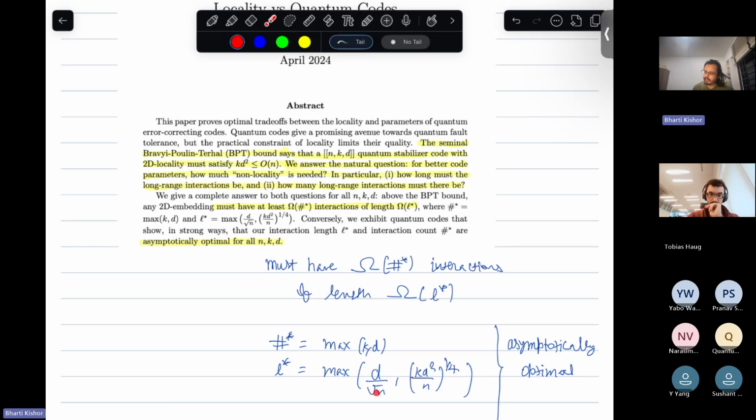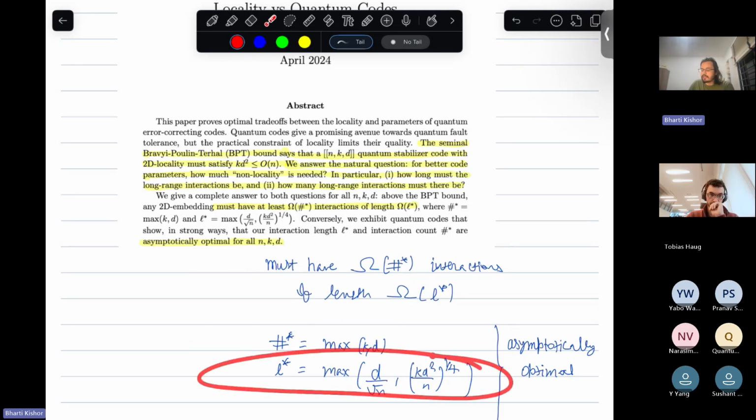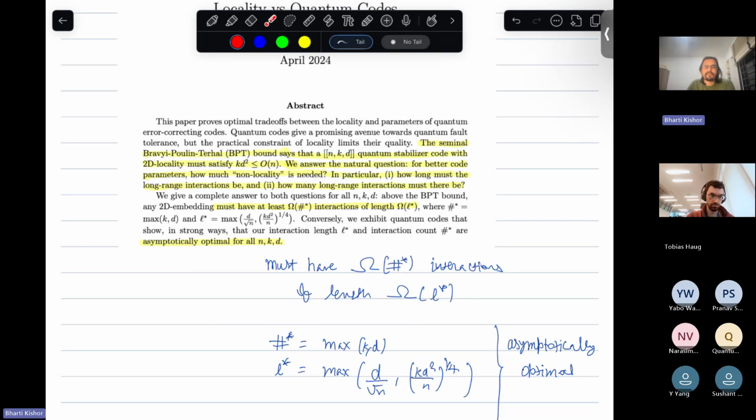So if you want a particular n, k and d, and it satisfies the Bravyi-Poulin-Terhal bound, then everything is fine, life is good. But if you want to go beyond the Bravyi-Poulin-Terhal bound, then you need this many non-local interactions of length this much to achieve those parameters. So this is something to keep in mind.